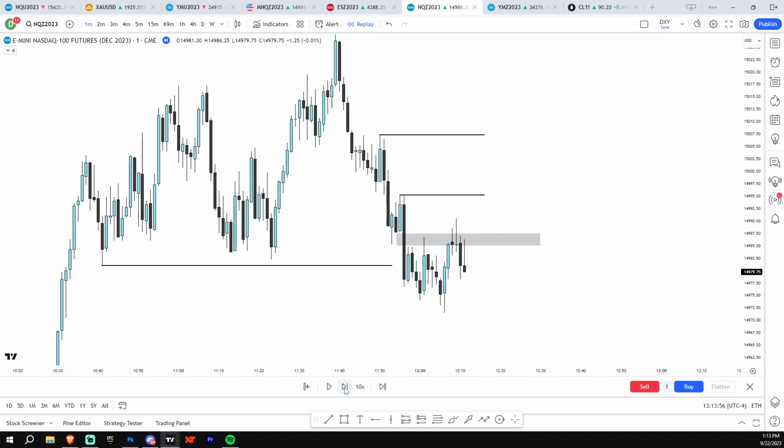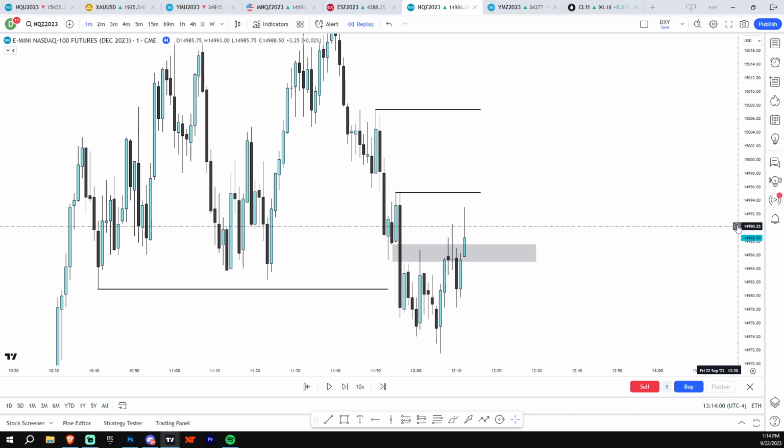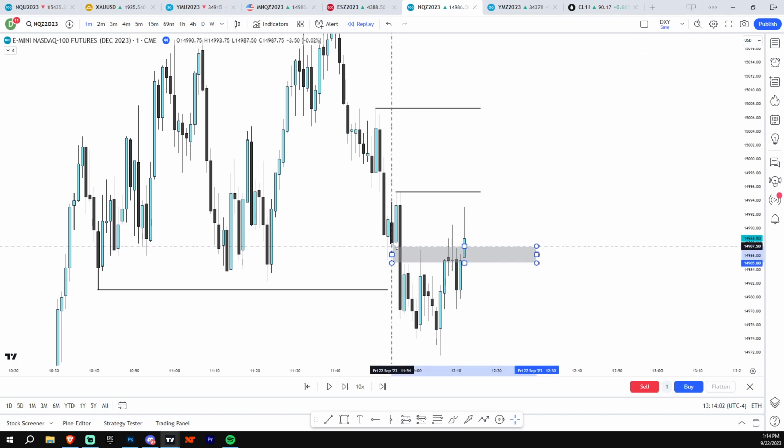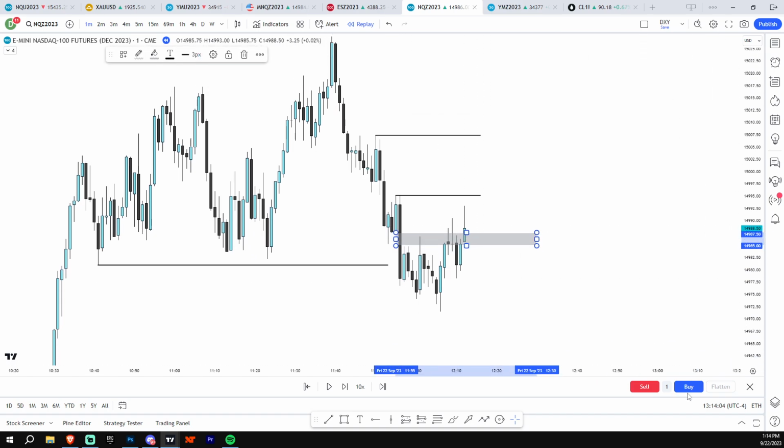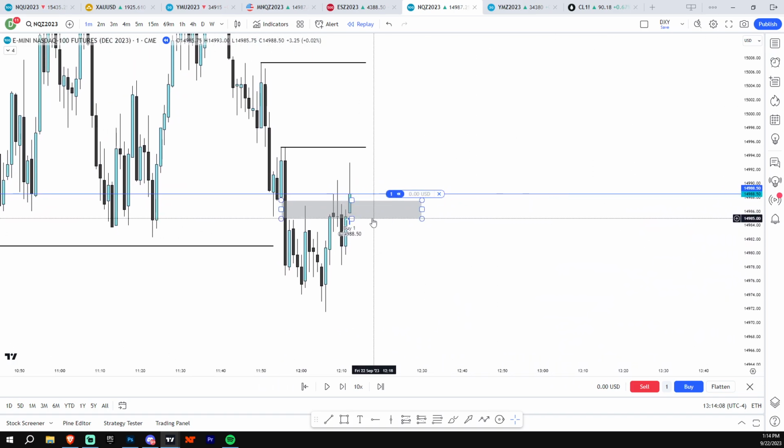And just wait. There's the 2022 model. There's the close above. You can see this body close above. I'm market buying here. I'm not putting a limit down here. I'm market buying here, and I am putting a stop loss if we close under this.